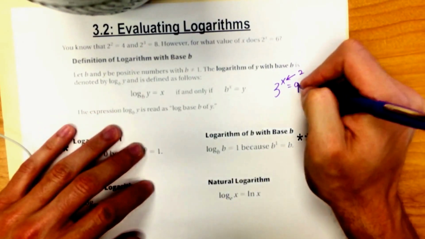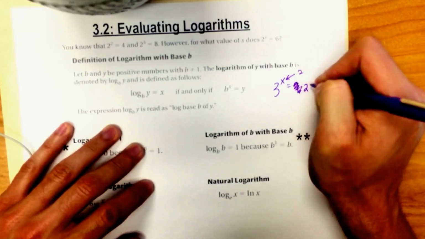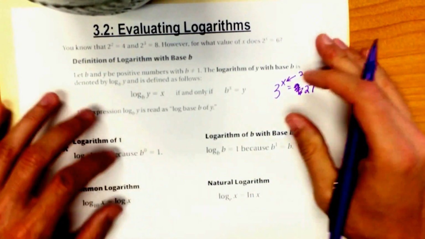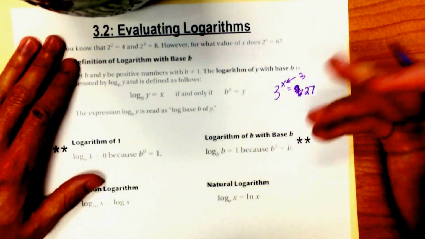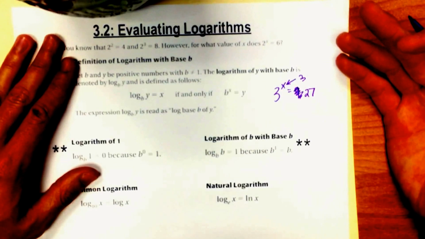Now, I can continue to do that. What if I told you that this was 3 to the x equals 27? Again, number sense wise, we're probably all good enough to figure out that now x has to be a 3 because 3 cubed is 27.